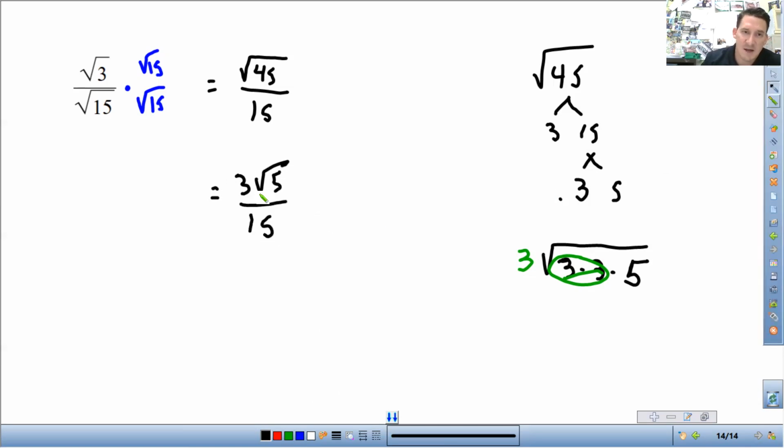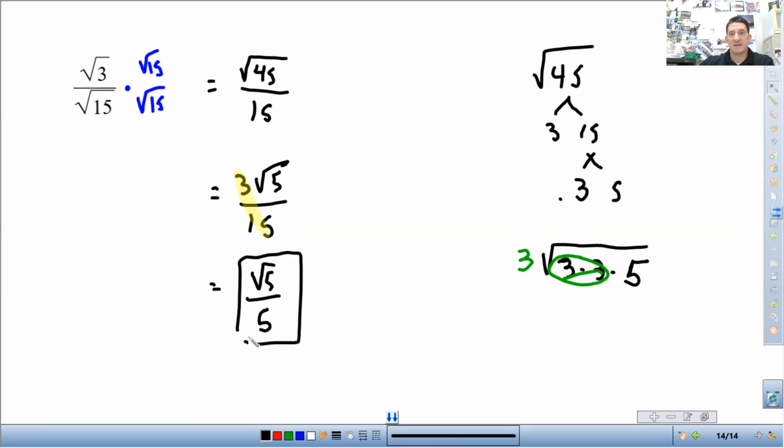And then the last step, I can reduce that. 3 over 3 is 1. So it's 1 root 5, or just root 5. Again, this 5 is protected by a root, so it doesn't simplify with anything else. This is as simplified as it gets.